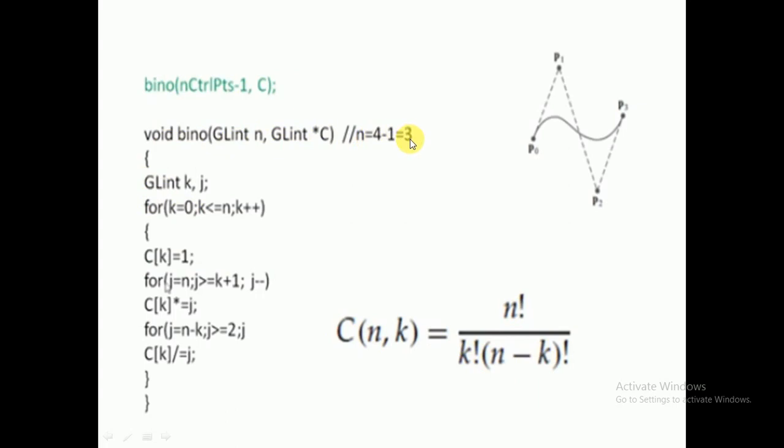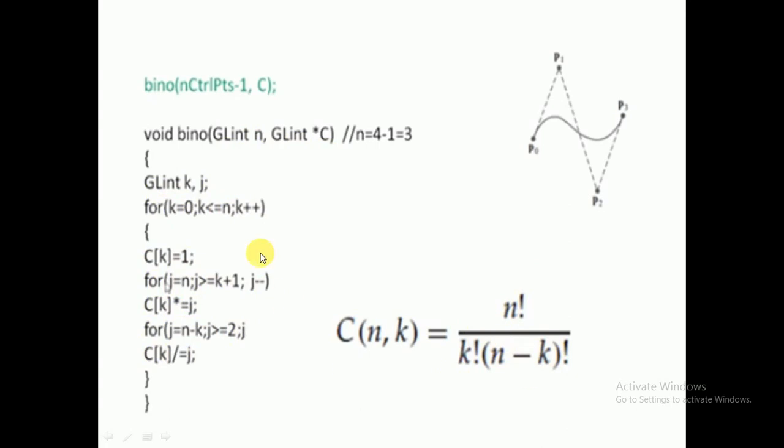Why is n 3? Because as I told, the first control point we are not changing, only 3 control points we are changing. Then for k equal to 0, k less than or equal to n, k plus plus, C of k is 1, then calculate C of k. Here we are calculating n factorial, with j equal to n, j greater than or equal to k plus 1, j plus plus. Then you calculate the n minus k factorial, which we have done here. After completing this loop, you will get C of nk.